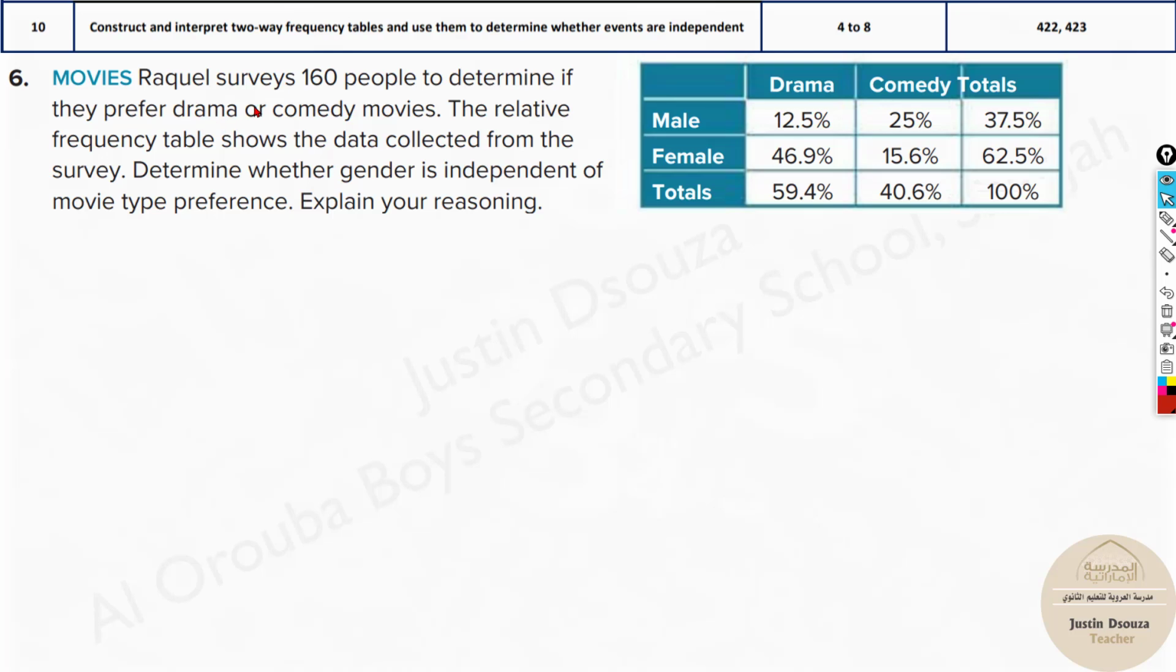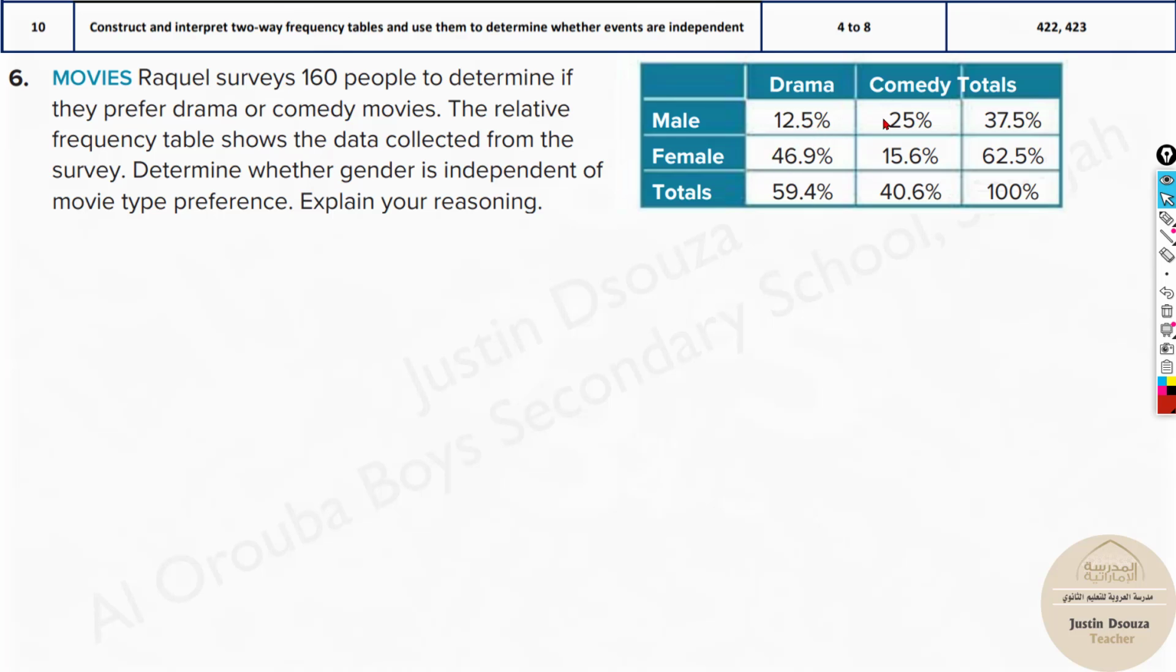Next question. Raquel surveys 160 people to determine if they prefer drama or comedy movies. The relative frequency table shows the data collected from the survey. Determine whether gender is independent of the movie type preference. Explain your reasoning. Here you need to first understand this is a relative frequency table. It's already done. The probabilities are already given.